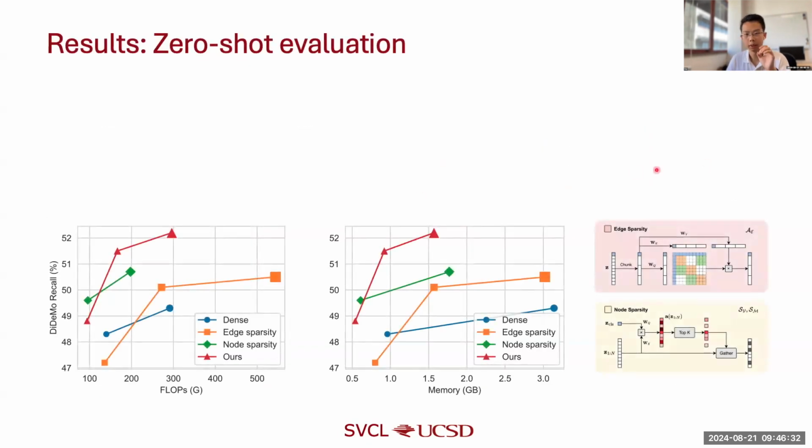So does SViT perform better than the dense transformer on longer clips? We performed a zero-shot evaluation by pre-training the models on WebVid2M, which is a pre-training image-video-text dataset with 2 million pairs, and evaluating on DiDeMo for video retrieval.